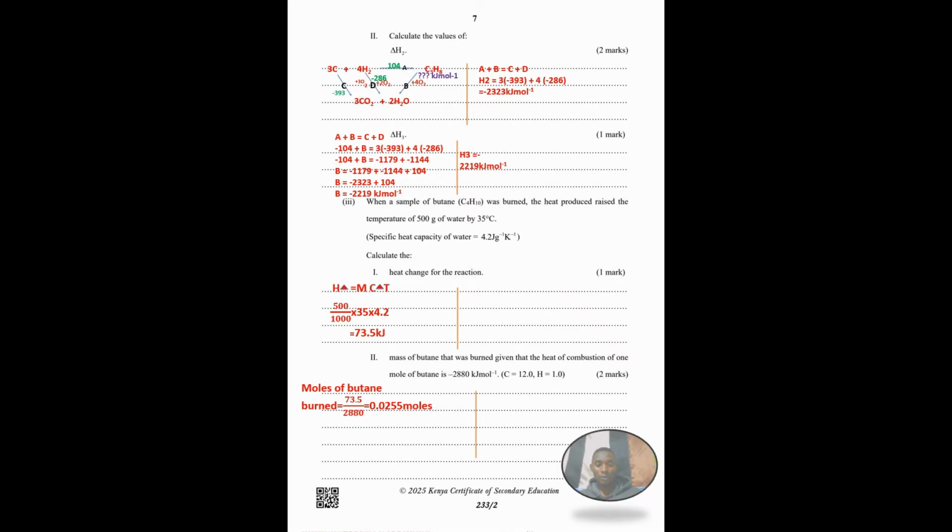0.0255 moles. So with this, we have the molar mass of butane. Now butane is C4H10, which gives us 58 as our molar mass, which is equal to 1 mole. So using the moles that we determined and the energy that we have obtained, we multiply the molar mass by the number of moles, and you're able to get the mass as 1.479 grams. So the mass of butane that was burnt is 1.479 grams.